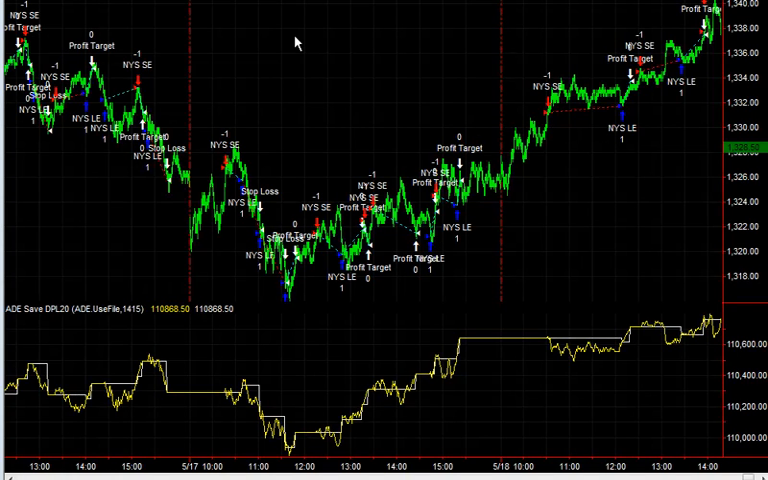Alright, here is the New York Scalper. This is the base system. I have two windows for this. It's important to understand that this is the basic system.